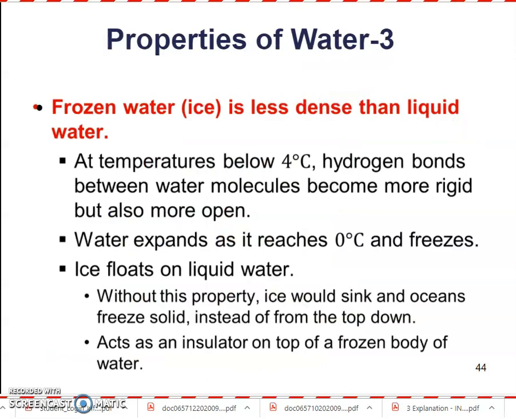Frozen water, also known as ice, is less dense than liquid water. That's why ice cubes float in ice water. At temperatures below 4 degrees Celsius, hydrogen bonds between water molecules become more rigid, but also more open. They have more space between them. Water expands until it reaches about 0 degrees Celsius, and then it freezes completely.